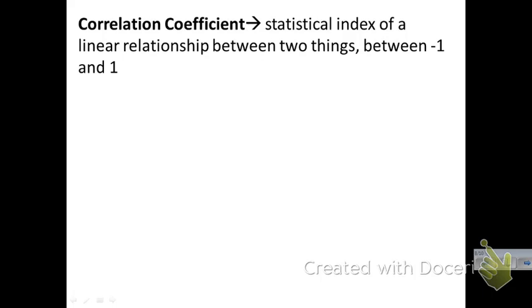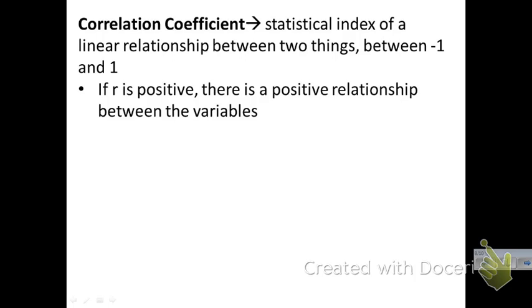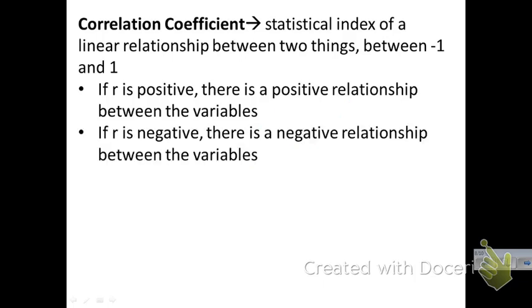Okay, your correlation coefficient. This is a statistical index of a linear relationship between two things. That's really fancy wording for a number that we get, and it's between -1 and 1. And we're going to learn some things about those numbers. If it's positive, then there's a positive relationship between the variables. We won't necessarily see a straight line, but we'll see our data values increasing. If it's negative, then there's a negative relationship, so our scatter plot will decrease in that way.